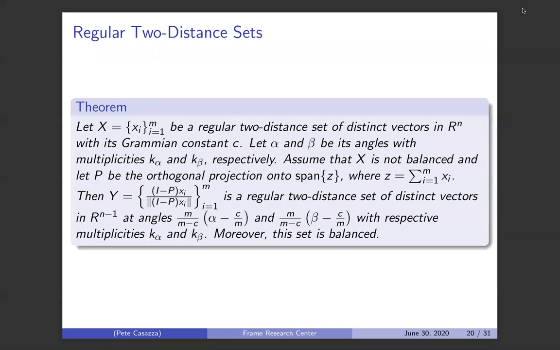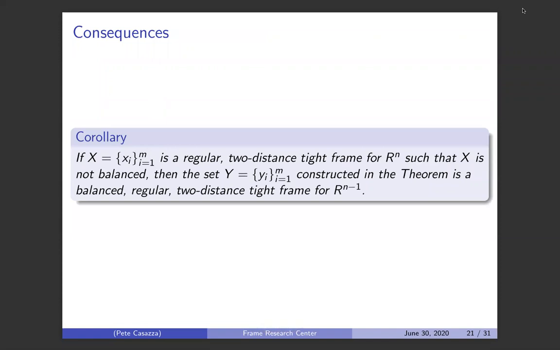So we took a regular two-distance set. If the sum of the vectors is not 0, we'll just sum them up and project onto the orthogonal complement of that vector. This will produce a new regular two-distance set of distinct vectors, and more importantly, this set has become balanced. If X is a regular two-distance tight frame in R^n and X is not balanced, then the set y_i constructed in this theorem is a balanced regular two-distance tight frame for R^(n-1). So in this case, if we project downwards, we carry all the properties we started with, regular two-distance tight frame, and we get to add balanced. And that's well known: if you project a tight frame onto a subspace, it's always a tight frame on the subspace.